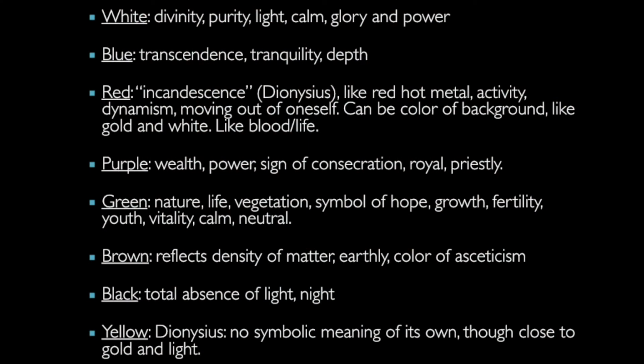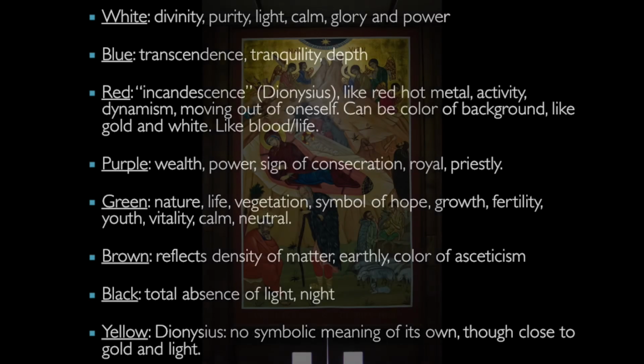Purple in icons represents kingship or wealth, or is a sign of royal or priestly consecration. Green is often associated with life or vegetation, but is also a symbol of hope, fertility, and growth. Brown often is associated with asceticism. A lot of monks, especially monks out in the desert, will be depicted in brown.